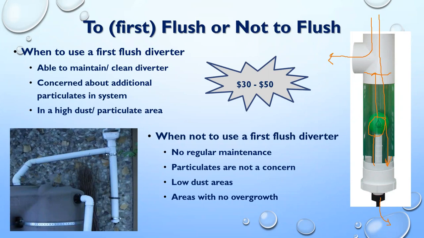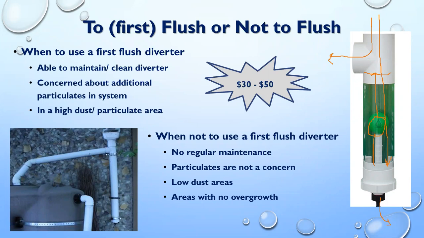If you live somewhere that it's a low dust area, there's really not a lot of overgrowth, you really don't want to do the maintenance on it, and you're going to be watering with a large, open-ended hose, you're not going to be using drip irrigation, so you're really not worried about those smaller particulates, you may not need a first flush diverter.